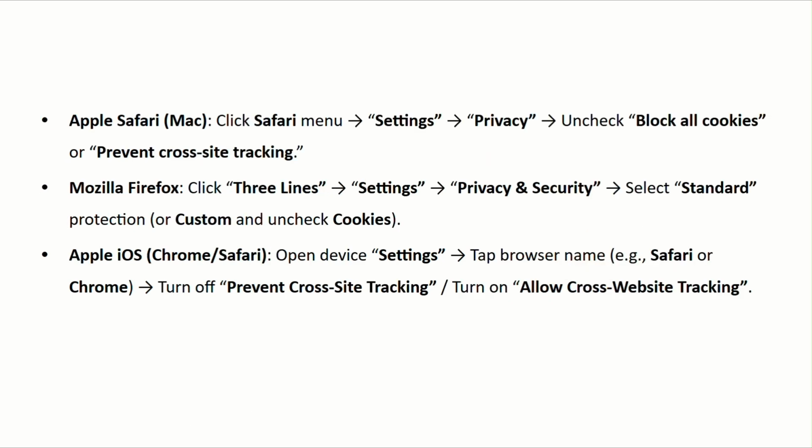For Apple Safari Mac, click Safari menu, go to Settings, then Privacy, and uncheck Block All Cookies or Prevent Cross-Site Tracking. On Mozilla Firefox, click three lines, then go to Settings, then go to Privacy and Security, then select Standard Protection or Custom and uncheck Cookies. For Apple iOS, Chrome/Safari, open the device settings, tap on browser name, for example, Safari or Chrome, then turn off Prevent Cross-Site Tracking/turn on Allow Cross-Website Tracking.